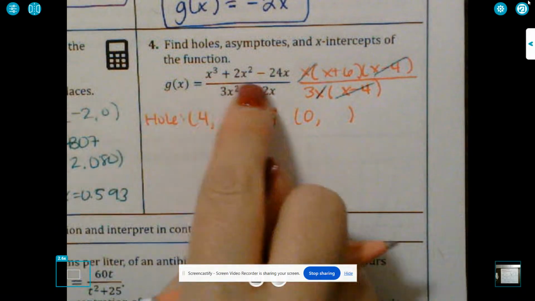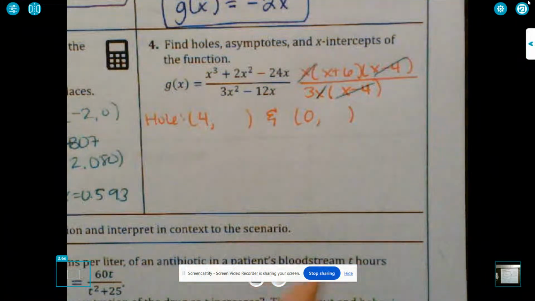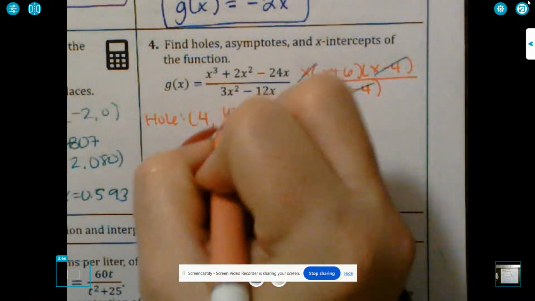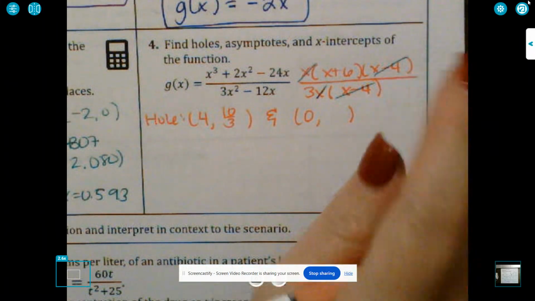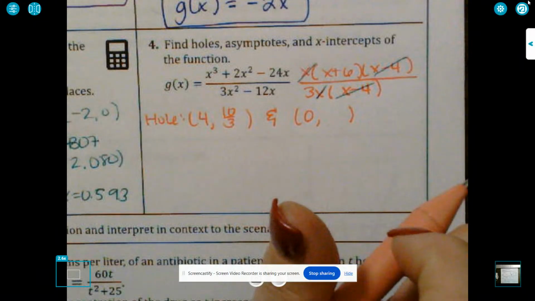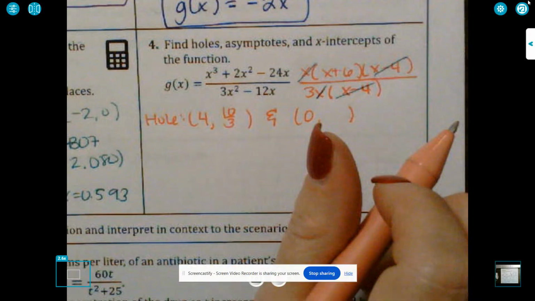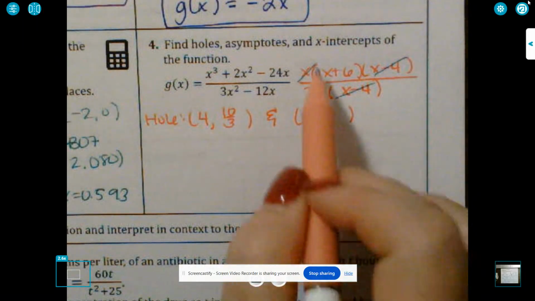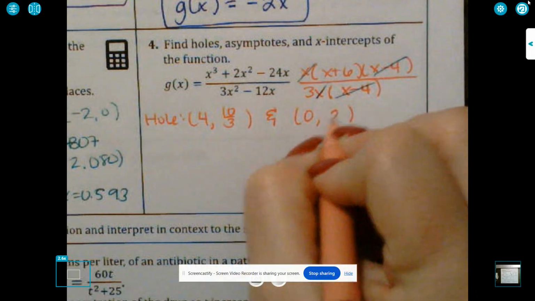All right, so now you can kind of see my reduced equation right here. It's going to be x plus 6 over 3. So if I plug in my 4, 4 plus 6 is 10. 10 over 3 is going to be this value. And if I plug in 0, then I would get 6 over 3, which is going to be 2.